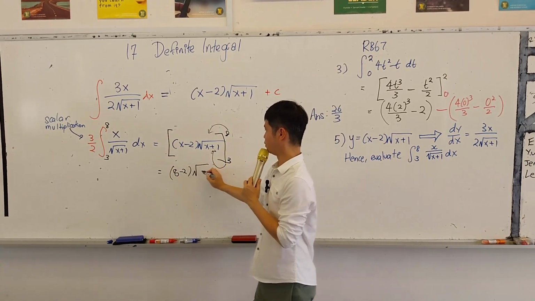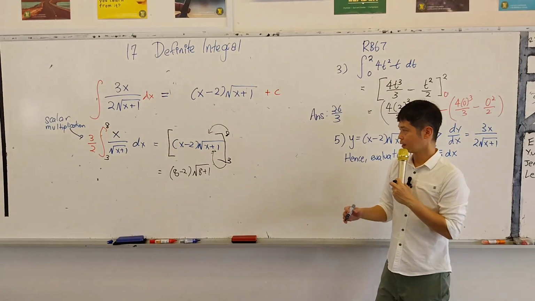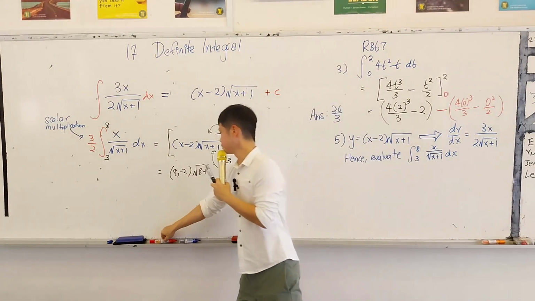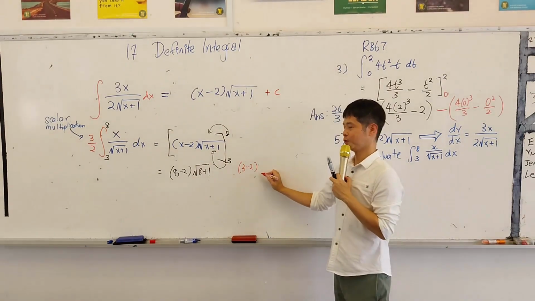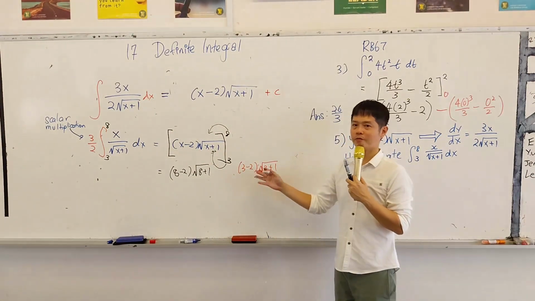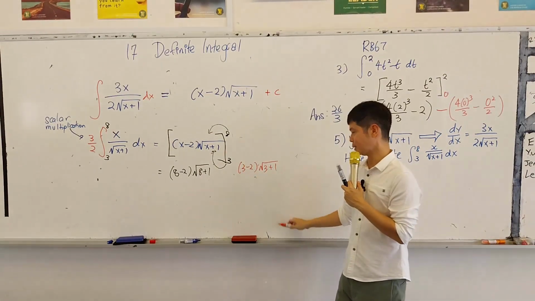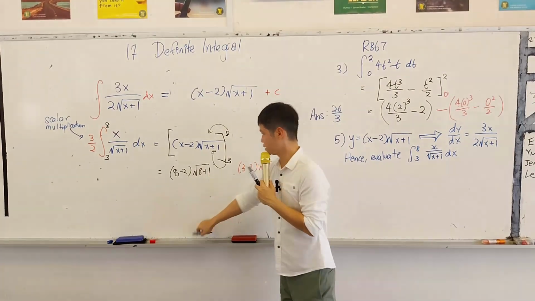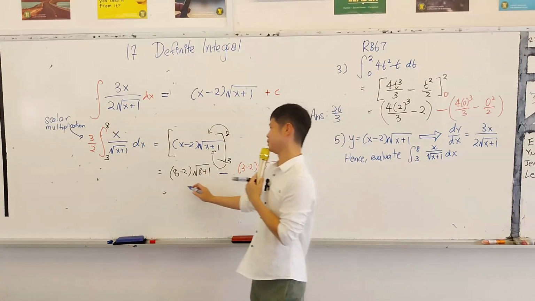Then square root of 8 plus 1. And I will sub in 3 minus 2, square root of 3 plus 1. All the numbers are very nice. What must I do with this black color part and the red color part? I must subtract. Now what's the value? It's 16.